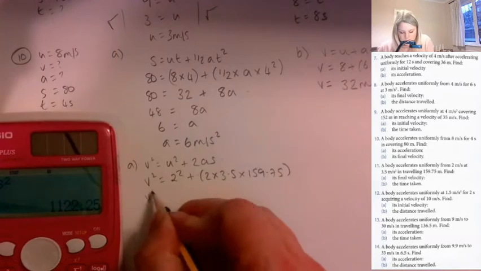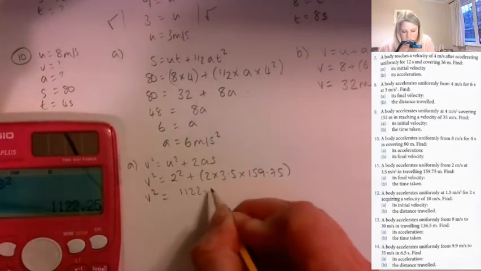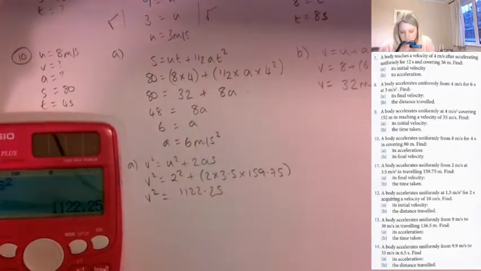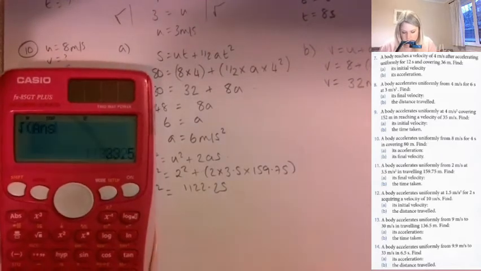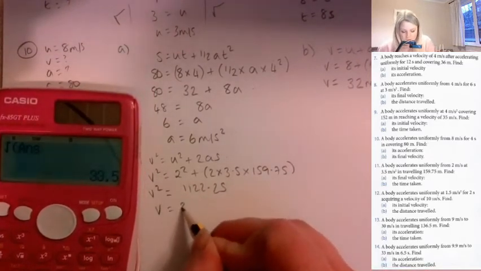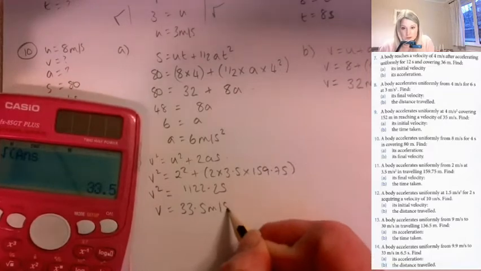So that gets me 1122.25. Then if I square root both sides, I get 33.5. So v is 33.5 meters per second. Okay.